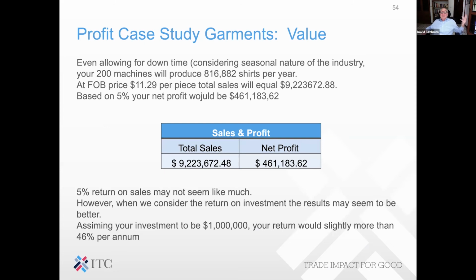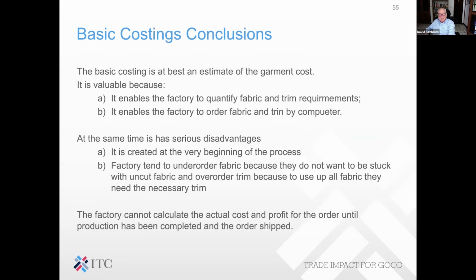How much did the factory cost you? Let's say the factory cost you $1 million. Well, if it cost you $1 million, you just made a 46% profit return on your investment, which I have to tell you, outside of the drug industry, both legal and illegal, puts you in the high income bracket.